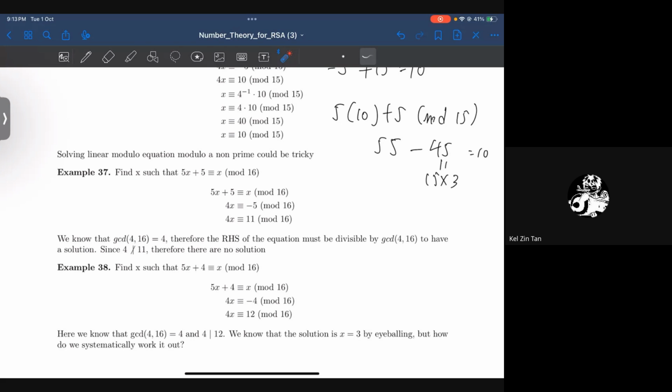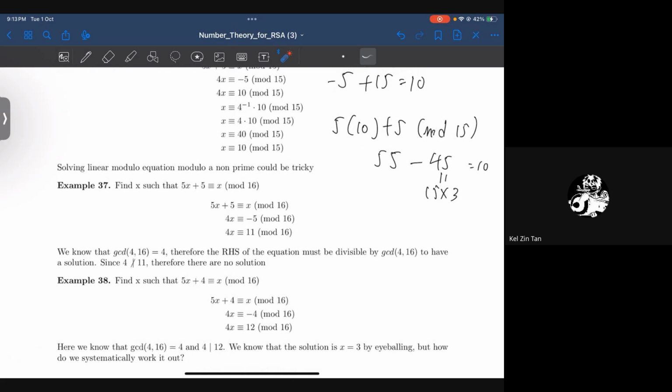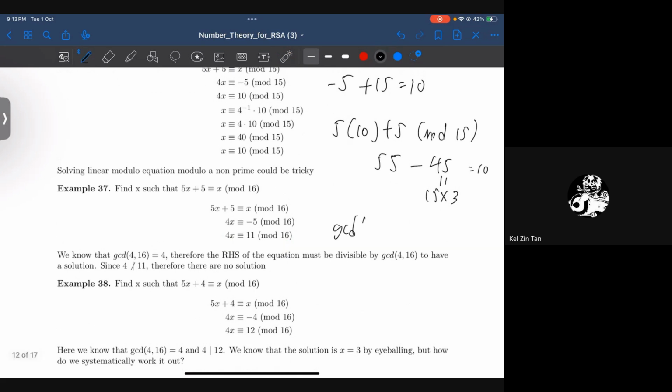Okay, but now let's look at another example, which is slightly tricky. We have 5x plus 5 is congruent to x modulo 16. Again, we move x to the other side, and we get 4x is congruent to minus 5 modulo 16. Then 4x is congruent to 11 modulo 16. Now the issue here is that the GCD of 4 and 16 is equal to 4.